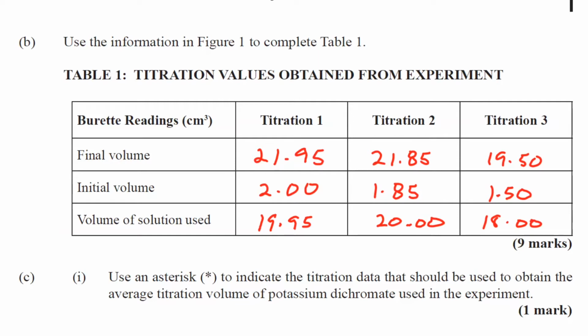And here we're seeing that these 2 readings are close in that they differ by less than 0.1. They differ by 0.05. So we're going to use those 2 readings, the volumes from titration 1 and titration 2. So we're going to bear these 2 readings in mind, and we're going to apply them to the questions that follow.